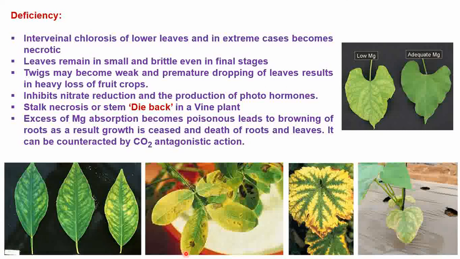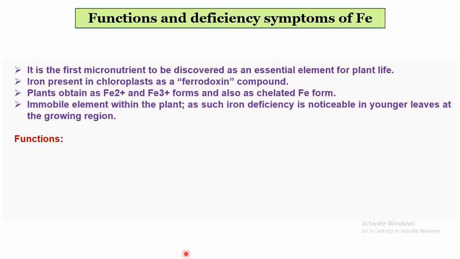These are all the deficiency symptoms of magnesium. Okay, next come to micronutrient. Iron, ferrous. It is the first micronutrient to be discovered as an essential element for the plant. Iron is the first micronutrient discovered as an essential element for the plant life.